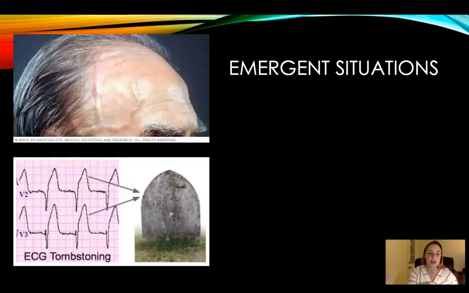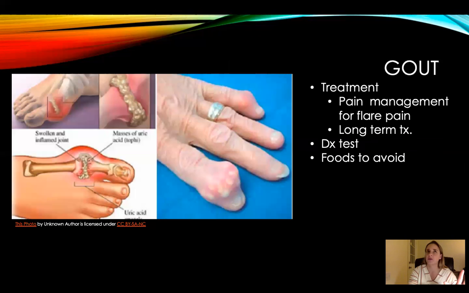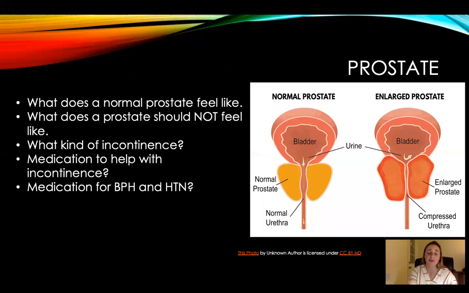We have to talk about giant cell arteritis. We have to talk about heart attack. We have to talk about STIs and their treatments. We have to master gout. We have to know about the prostate medications, incontinence, and hypertensive medication. This is a specific one you have to get with people who have BPH. There's a specific drug that I've never seen given with any other hypertensive medication, but one specific, and I'll tell you what it is.